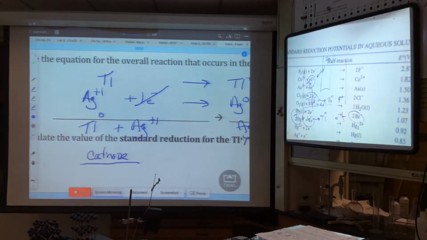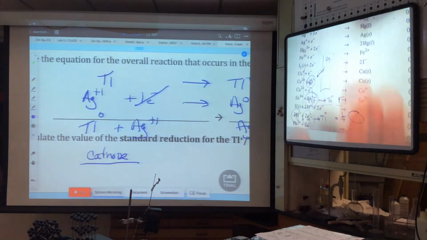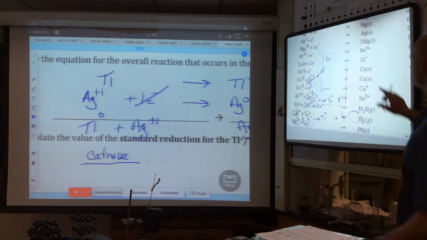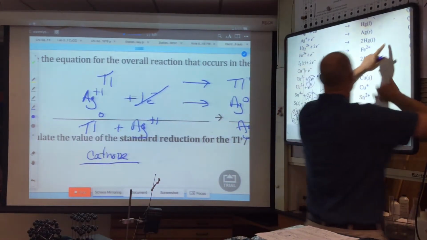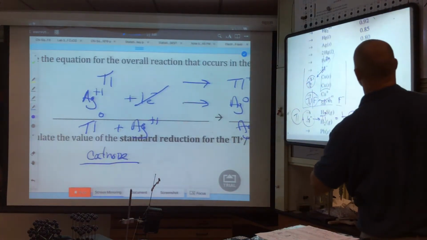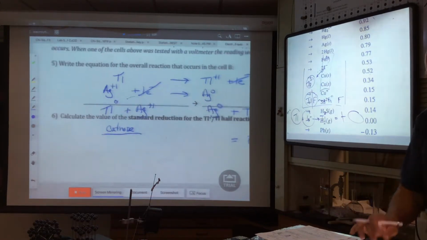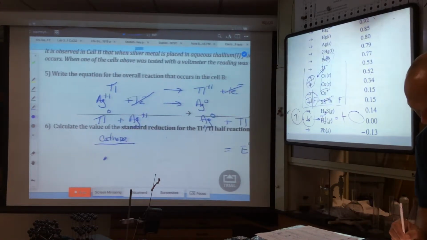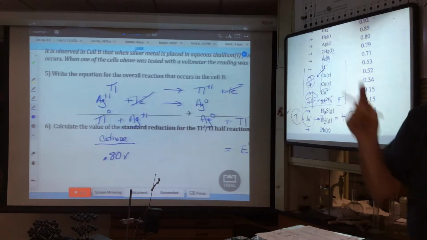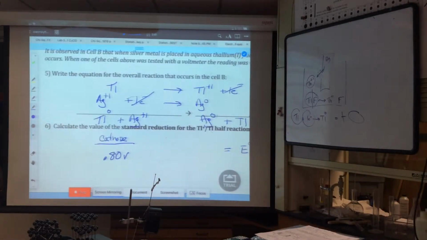It's at the bottom, and I can't get there because I'm too tall. All right, here we go. Maybe. So silver plus an electron is here, and if I move it over, I can see that it's 0.80. Okay, so my cathode, do I flip that sign? No. It's as written because this is a standard reduction potential table.